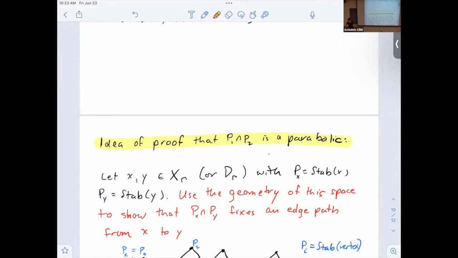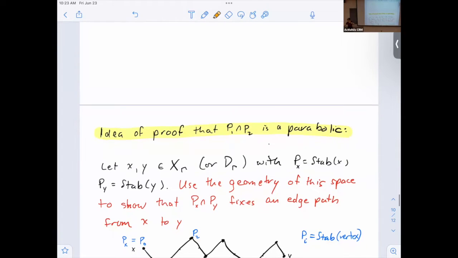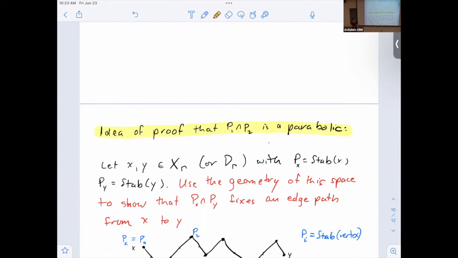Okay. So let's say I have an X and a Y in here, which means these are two vertices. Oh, yes, they're cosets, but I don't want to name them. I'm just going to call them X and Y. I picked two vertices in here. And I'll call P sub X and P sub Y the stabilizers of those vertices. So those are parabolic subgroups. And conversely, I might have started with two parabolic subgroups, and I want to show their intersection is parabolic.